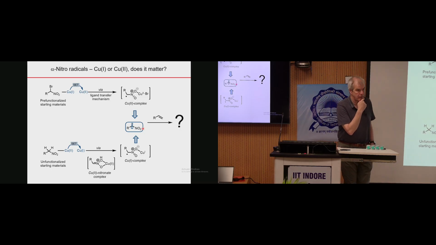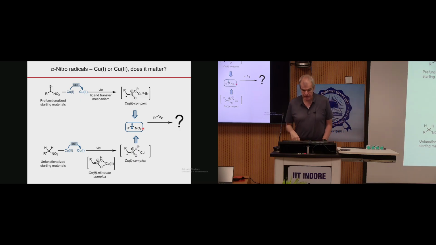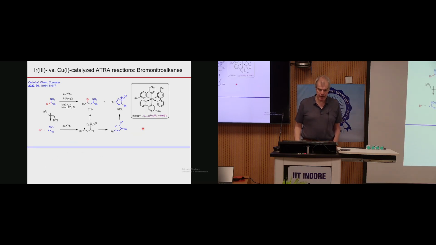and we were wondering what happens if we react this with alkenes. And is there a difference in which way we have generated this radical? And in fact, there is. I would like to point this out. Before we started this, there was already a publication which did the same thing with iridium. And what they found is that normally you would think in all these ATRA reactions which we had discussed that you should be able to make the radical here and then in the end add the nitroalkyl group and the bromine group across the double bond.